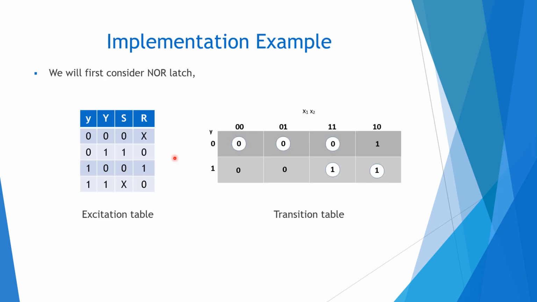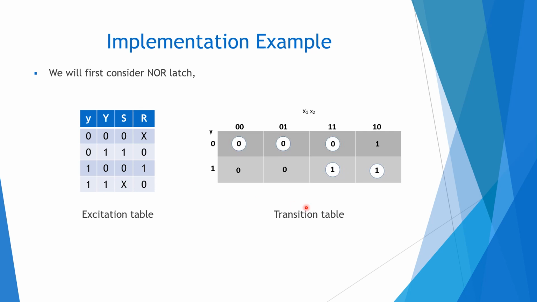So let us now see how to implement a latch without forbidden condition. So this is y and Y. This is the present state and this is the next state. This is the S and R input. So we will write an excitation table for the NOR latch. So when the value changes from 0 to 0, it is 0 x. 0 to 1, it is 1 0. So that is a set condition. And 1 to 0, it is a reset condition, that is 0 1, and 1 to 1 it is x 0.